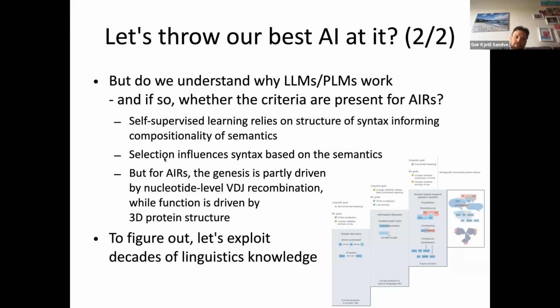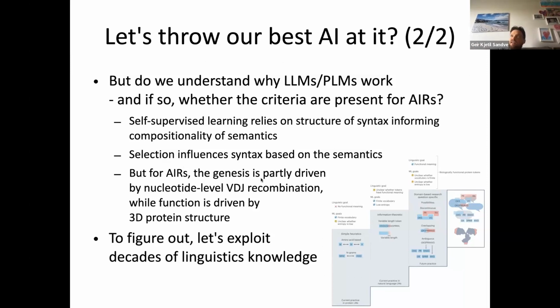If we now look at proteins in general, we know that selection, like in evolution, will influence syntax based on the semantics. So the function of the protein depends on the syntax, and whether it functions well or not will influence which mutations will survive in the evolutionary tree. But for adaptive immune receptors, the genesis of naive receptors, at least, is driven by nucleotide-level VDJ recombination. So the syntax is, we all know it starts with CAS, S, and so on, right? And these patterns have nothing to do with the binding, which happens in the 3D protein structure.